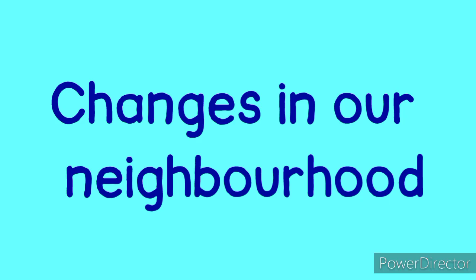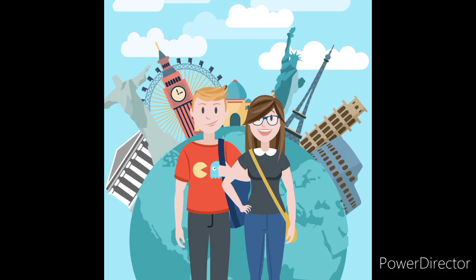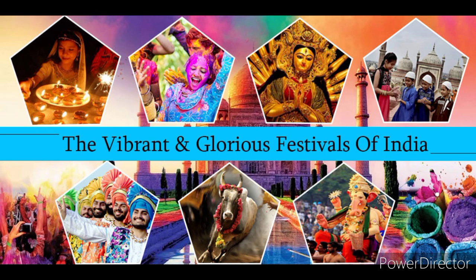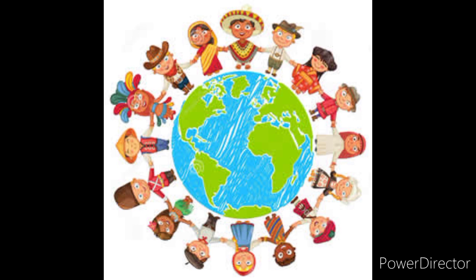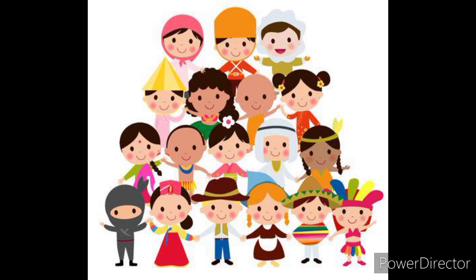Just as we see changes in our family, we also see these changes happening in our neighborhood too. Now people migrate for jobs, occupations, or education. As we migrate, we see the diversity in our country. This is how we are introduced to different festivals, food, customs, and traditions. But at the same time, we also realize that as human beings, we are all alike.